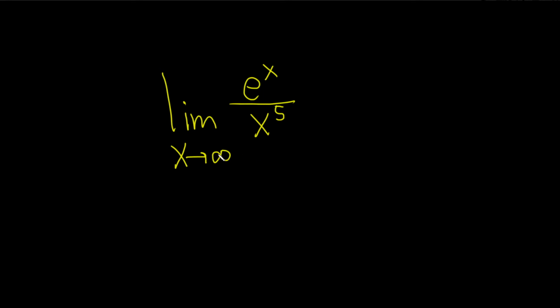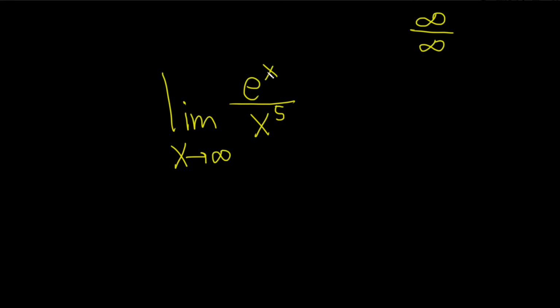So when x approaches infinity, the numerator e to the x is also approaching infinity. Likewise, when x approaches infinity, the denominator x to the fifth is also getting really big, so it's also approaching infinity. So we end up with what's called an indeterminate form, and this one is infinity over infinity. So whenever you have a form that's infinity over infinity or 0 over 0, you can use L'Hopital's rule.